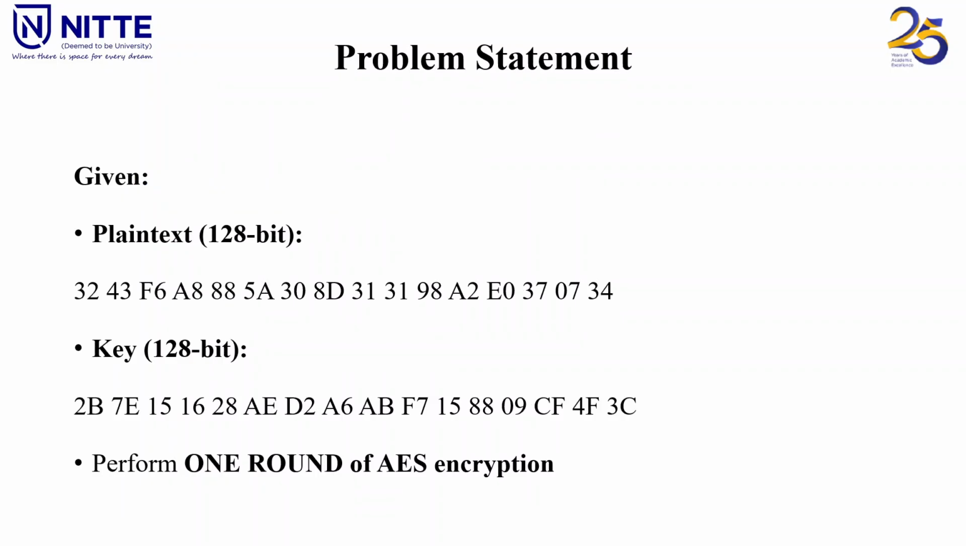In this class, we try to understand the problem statement. We are considering a 128-bit plain text, represented as a series of bytes, 16 bytes in total. The key value is also 128 bits, again represented in the form of bytes, 16 bytes in total. Now we perform one round of AES encryption.